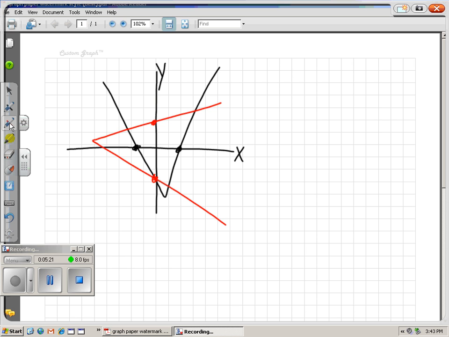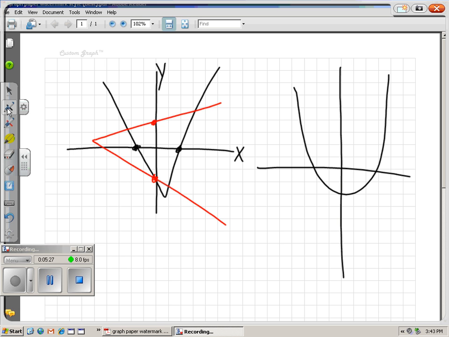A quadratic equation, a simple x squared equation looks like this, and we have two x-intercepts. But it could just as easily be turned this way, and we have two y-intercepts. So be careful when you see absolute value or x squared, y squared.